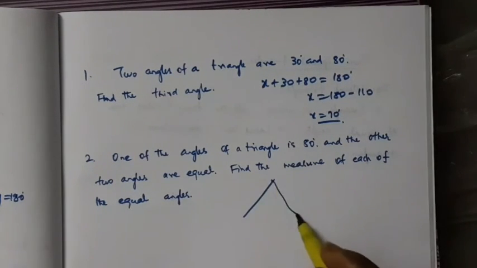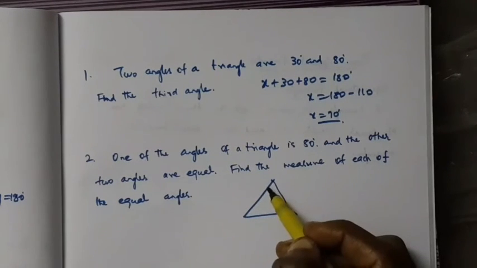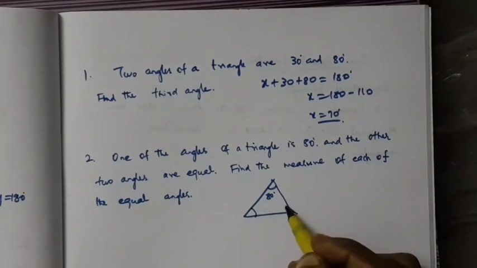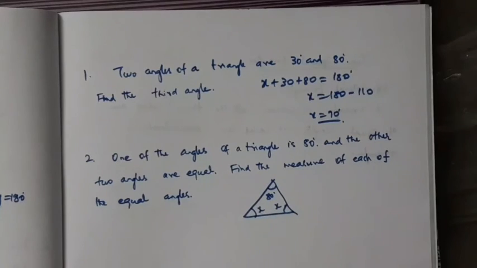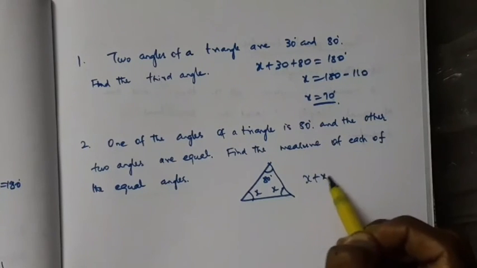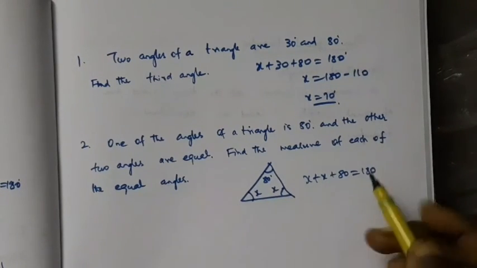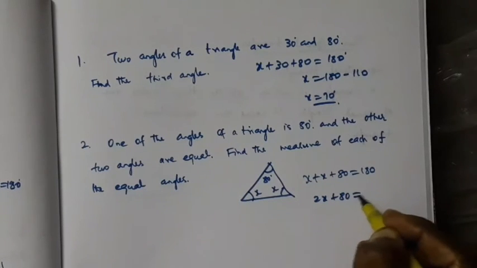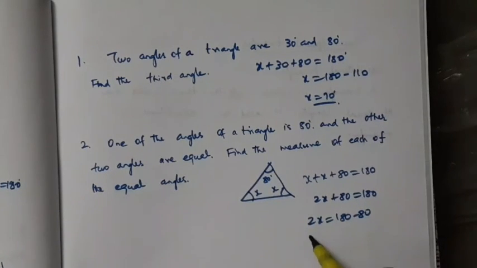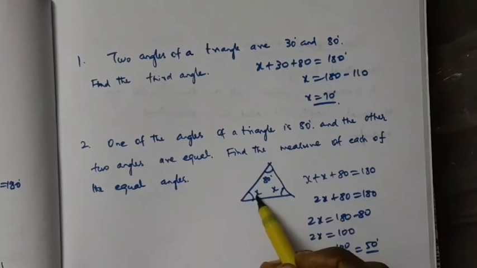One of the angles of a triangle is 80. So I am drawing a triangle. What is given is that one of the angles is 80 and the other two angles are equal. Let me name them x and x. Find the measure of each of the equal angles. So x plus x plus 80 is 180. 2x plus 80 is 180. 2x equals 180 minus 80. 2x is 100. So x is 100 divided by 2, that is 50 degrees. So this angle is 50 and this angle is 50.